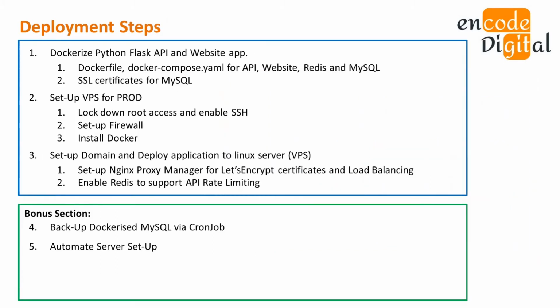In the second video, we saw how we can set up our virtual private server, and we created the user, locked down the root access, set up the firewall, and installed Docker. We did all that manually. In this part, I'm going to show you how we can automate most of that work so that the next time you build a server, it is a lot quicker and easier. So let's get started, guys.